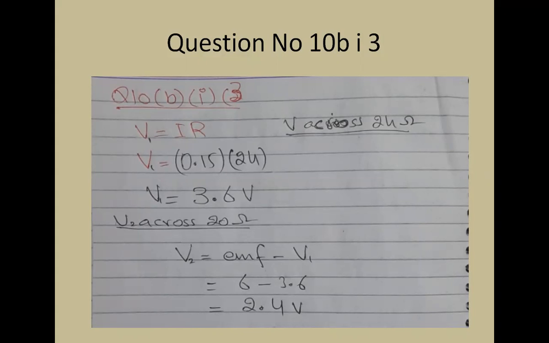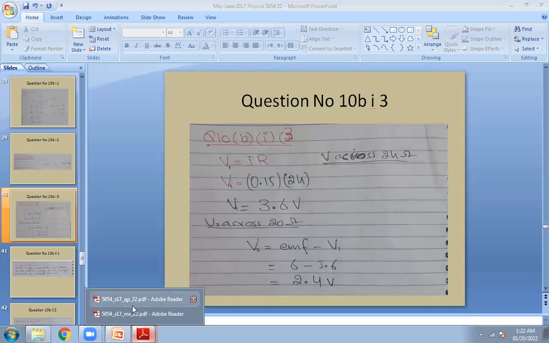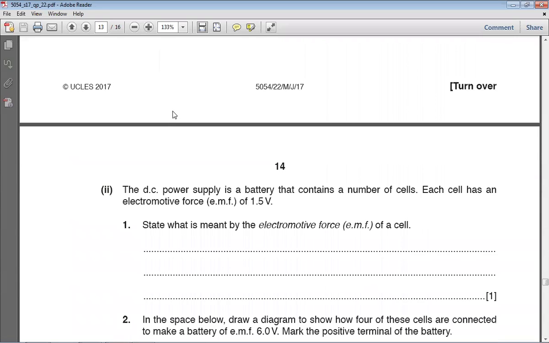So the battery or the EMF is providing you 6 volts, and 3.6 volts are used by the 24 ohm. The remaining voltage, which will be equal to 6 minus 3.6, that is 2.4 volt, because the 20 ohm resistor and the 80 ohm resistor are connected parallel to each other. So both of them will have the same voltage drop. So the voltage drop across the 20 ohm resistor will be 2.4 volt. I hope you understand. So that was the B part.